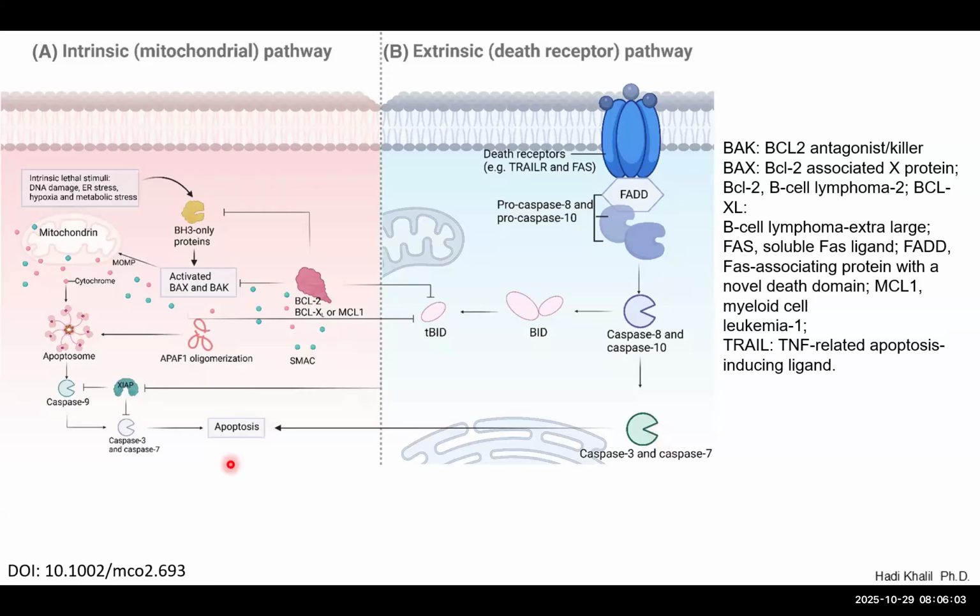Now the other common link is that caspases 8 and 10, as well as caspase 9 from the apoptosome, both lead to the activation of caspase 3 and 7. And in the same way, they take the lead in terms of the apoptotic process.